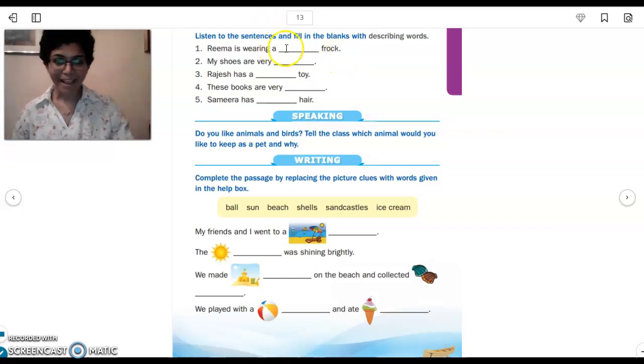Rima is wearing a pink frock. My shoes are very dirty. Rajesh has a new toy. These books are very heavy.